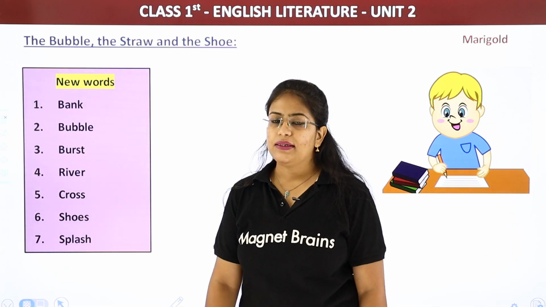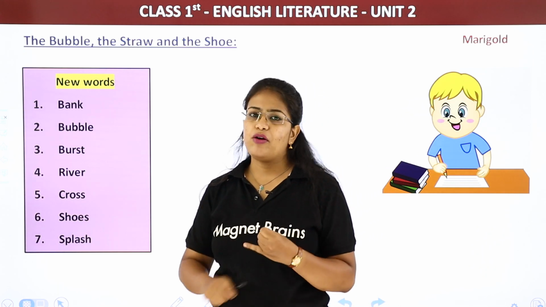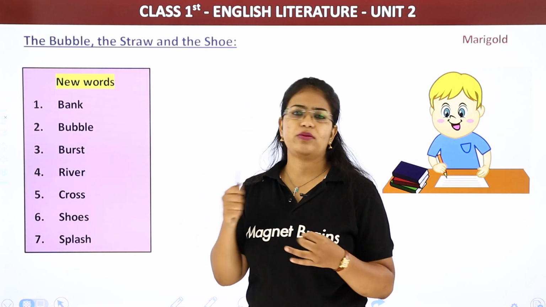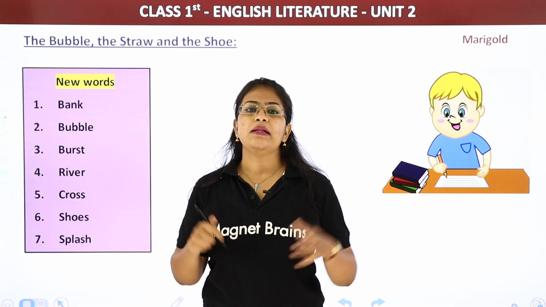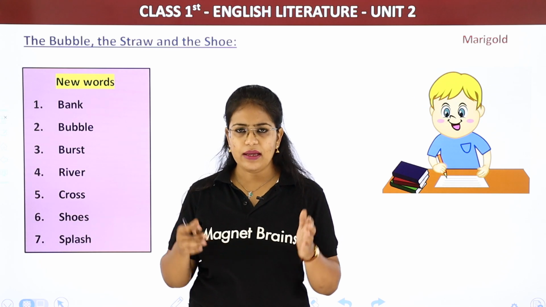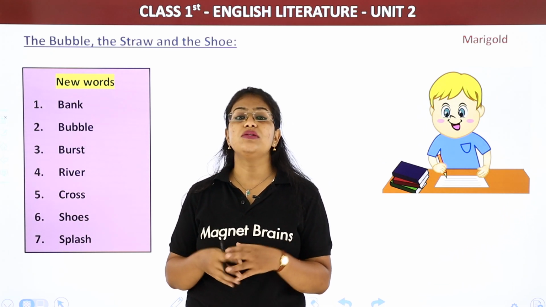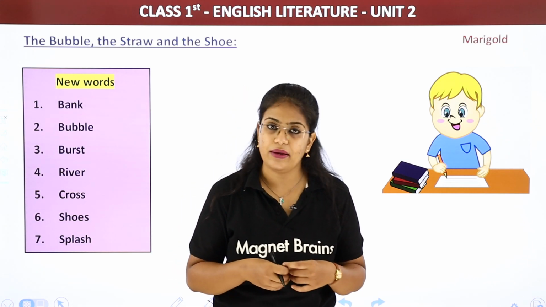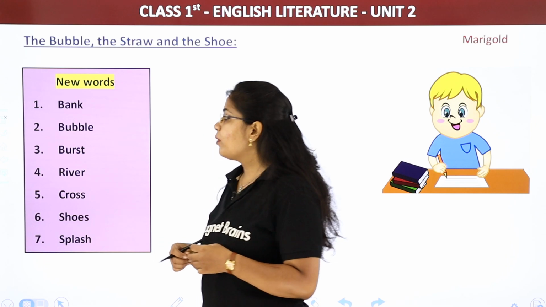B-A-N-K, bank. This bank is not पैसे वाला बैंक, ठीक है? State Bank of India, Punjab National Bank, ऐसे बैंक नहीं. This is the river bank. The land area of the bank, river. ठीक है? रिवर के साइड में जो लैंड होता है, उसको हम कॉल करते हैं बैंक. So B-A-N-K बैंक.